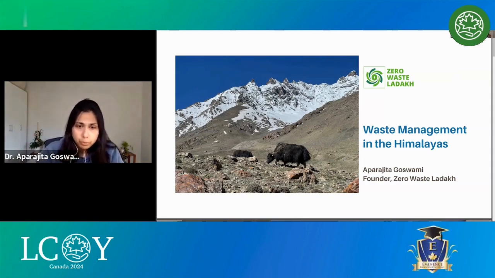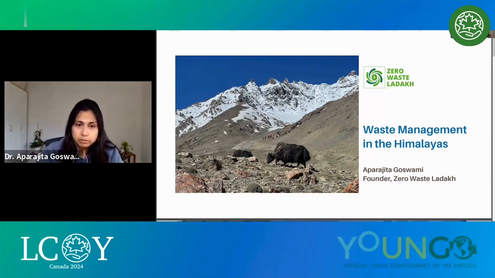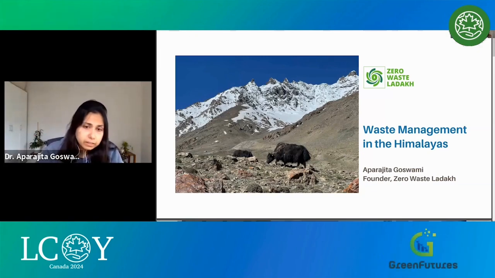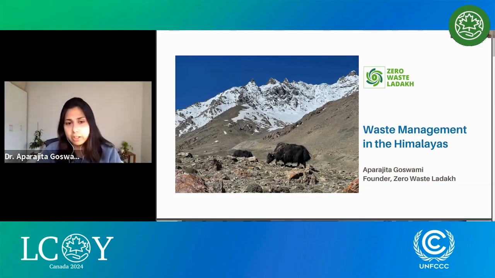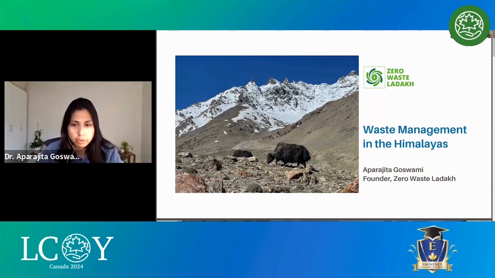So why talk about waste of this region? Because tourism has grown a lot in this area. And with that, the waste problem has also increased. At the same time, the lifestyle of the local population who led a very traditional life until very recently has undergone drastic change, and that has added to the waste problem. So next slide, please.